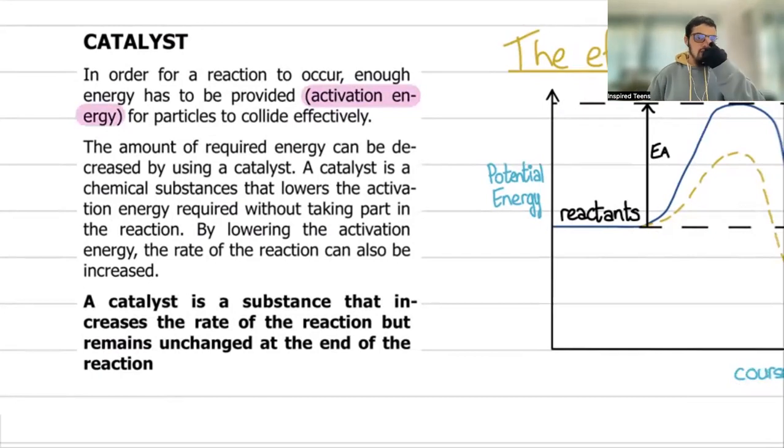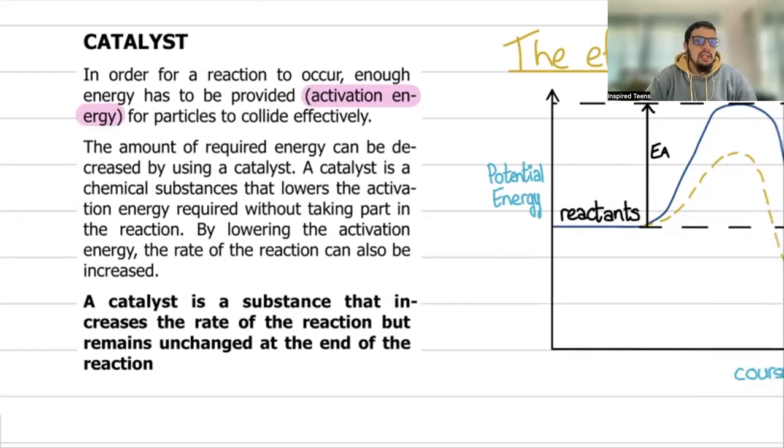The more energy you have, the more particles will collide, and the more they'll collide effectively. So we need enough energy for the reaction to occur. And that's exactly, like I said, what activation energy is. Activation energy is that amount of energy that you need in order for the reaction to occur. Okay, let's look at the second paragraph.